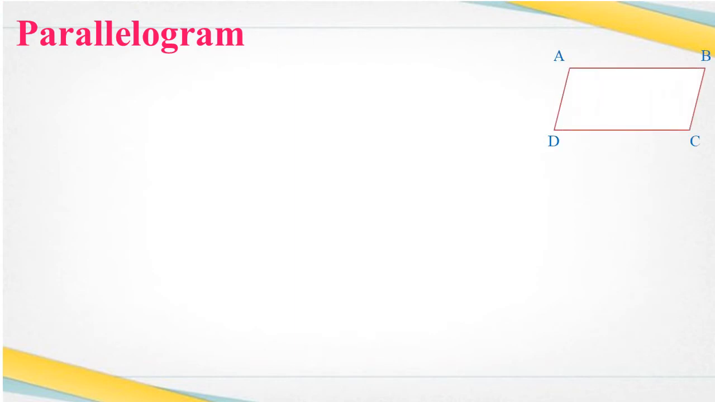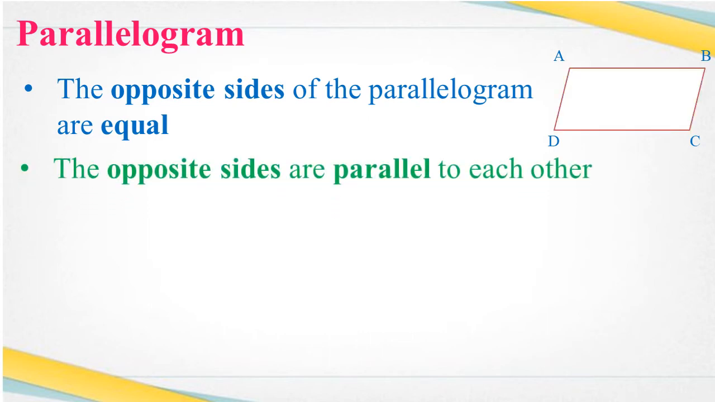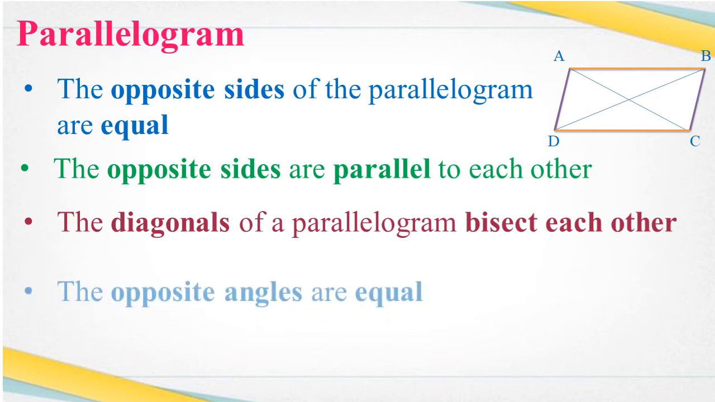Parallelogram. Look at this parallelogram ABCD. The opposite sides of a parallelogram are equal: AD equal to BC, then AB equal to DC. The opposite sides are parallel to each other. Here, AD is parallel to BC and AB is parallel to DC. The diagonals of a parallelogram bisect each other. It is AC and BD that bisect each other.